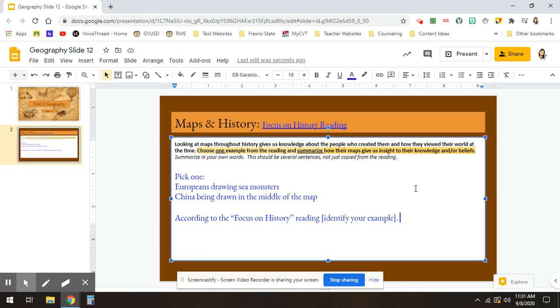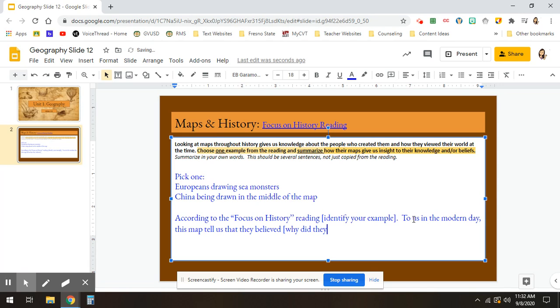Your second sentence needs to identify the actual section of the prompt that we want to know. How did their maps give us insight to their knowledge or beliefs? So we need to address that using our second sentence. One way we can do that is identify ourselves as the modern day people and how we're viewing their map and what did we learn from that particular map. One example of a sentence starter for this section could be, to us, in the modern day, this map tells us that they believed, and then you need to explain.